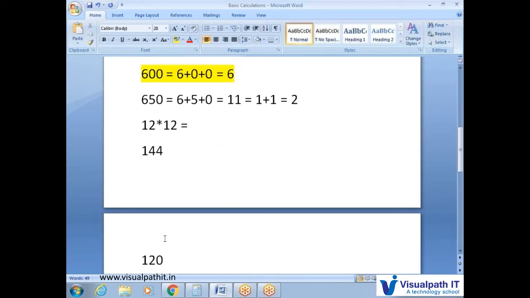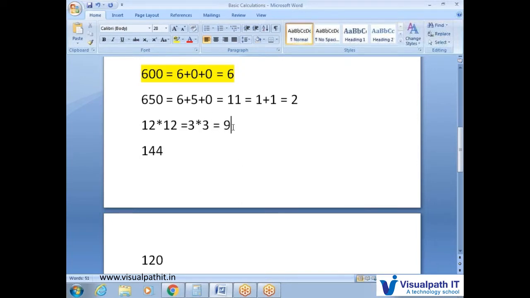Now the same, using the digital root method. 12 is a two-digit number. So using the digital root method, what is the main purpose? Converting into a single digit. First of all, we convert the two-digit number into a single digit. So 12, a two-digit number, again 1 plus 2. What is the number? 3. Converting means adding these two digits. Clear? So 3 into, again the two-digit number 1 plus 2, so again 3. 3 into 3 is equal to 9.